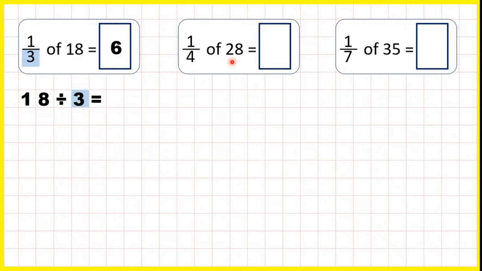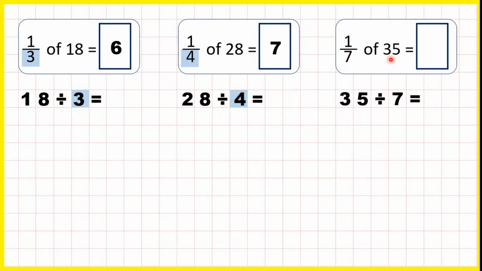Now for 1/4 of 28, we're just dividing 28 by the denominator, and 28 divided by 4 is 7, so 1/4 of 28 is 7. To find 1/7 of 35, we just divide 35 by 7, so divide by the denominator, and that gives us 5, so that's our answer.